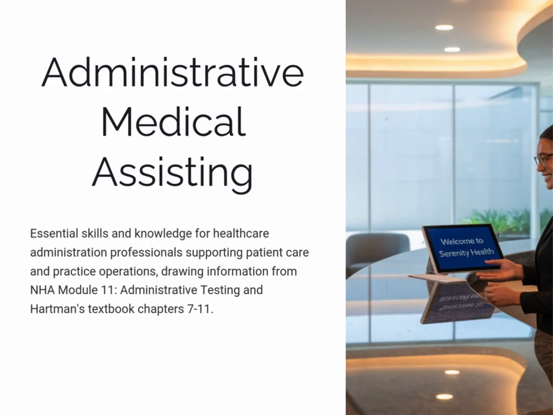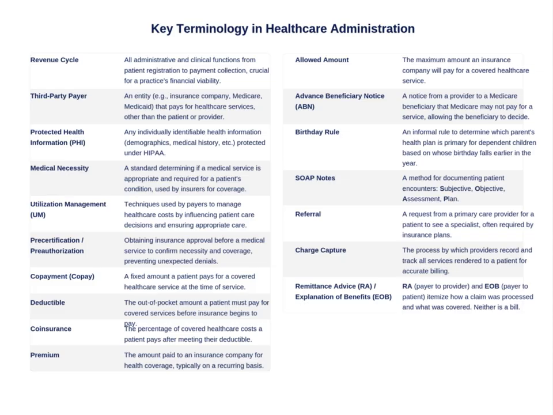We will be drawing heavily from NHA Module 11, which is the administrative assisting module, as well as Chapters 7 through 11 from our Hartman textbook. These are some key terms that you'll want to be familiar with for the CCMA exam. We will cover these as I go through this presentation, but here they are in one place to make that a little easier for you.